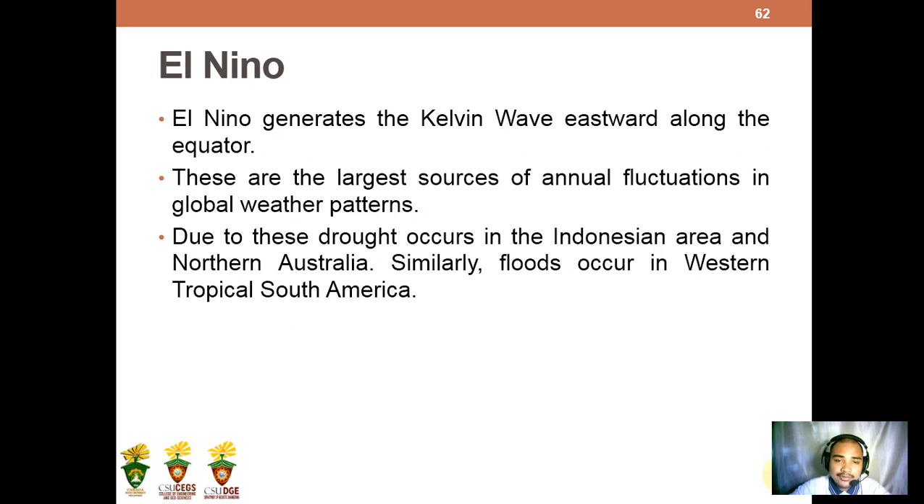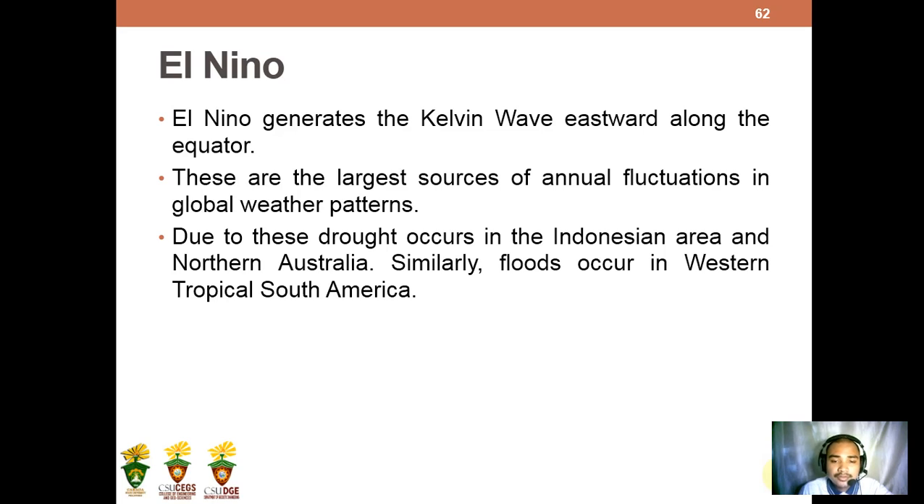And El Nino can generate the Kelvin wave eastward along the equator. These are the largest sources of annual fluctuations in global weather patterns. And due to this, there is drought in the Indonesian area and northern Australia.